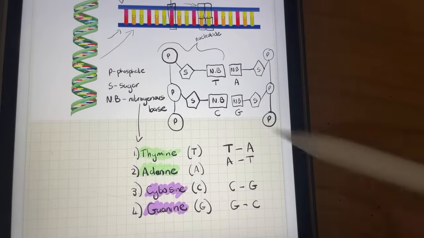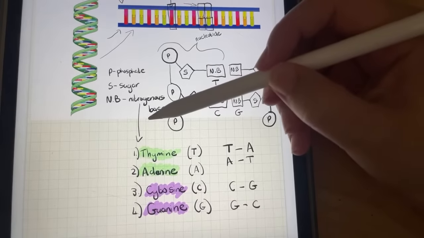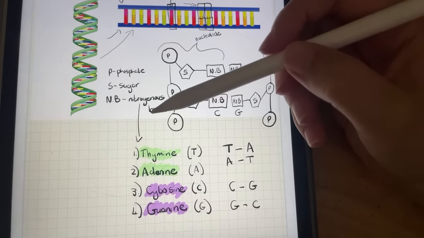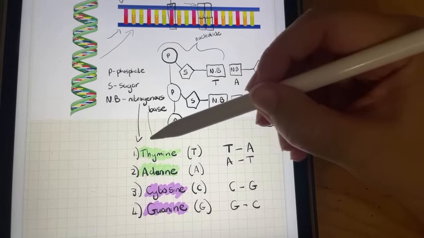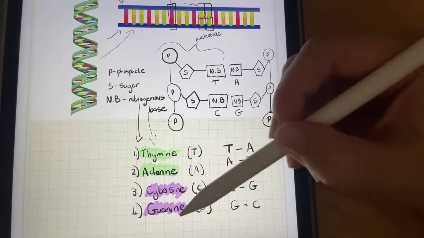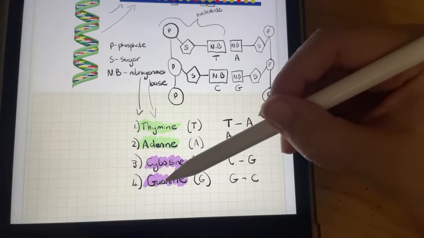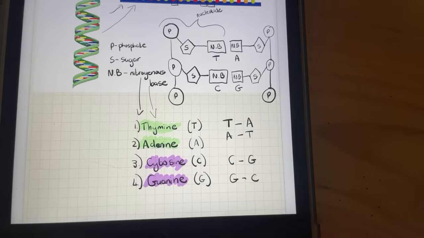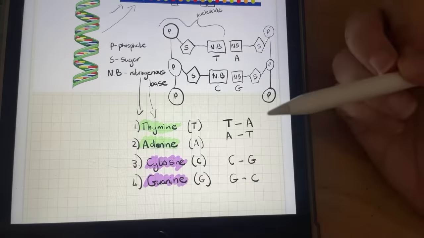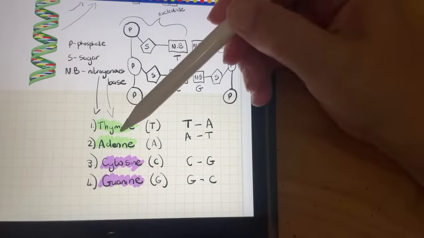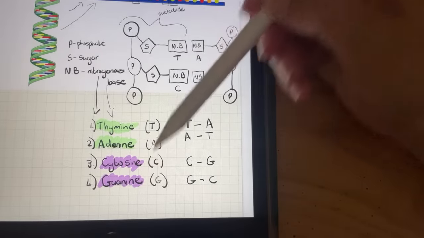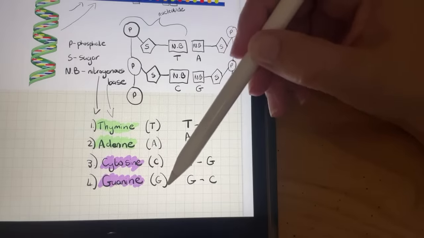Now, when we talk about the code of life, what we're actually talking about now that we're in grade 12 and we're just a little bit more advanced, is these letterings over here. These are thymine, adenine, cytosine, and guanine. That is the code of life. Every single living organism on Earth, whether you are bacteria, a mushroom, a dog, a human, it doesn't matter, you all have these four letters in your DNA. And the lettering is thymine, adenine, cytosine, and guanine. We abbreviate them with the letters T, A, C, and G.